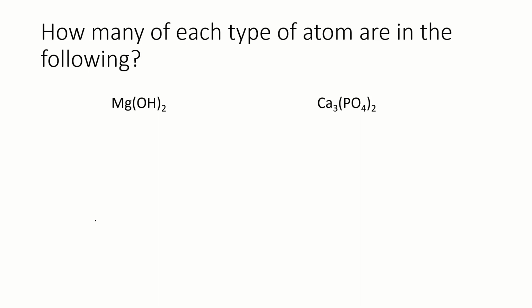We can treat atoms that aren't in parentheses just like we have been doing. So magnesium, Mg, is not in parentheses. It has no subscript written after it. So that means I just have one magnesium atom. The oxygen and the hydrogen are in parentheses, so I have to treat them a little differently.